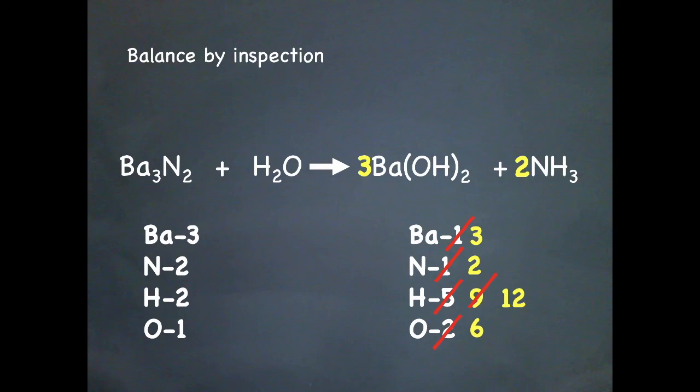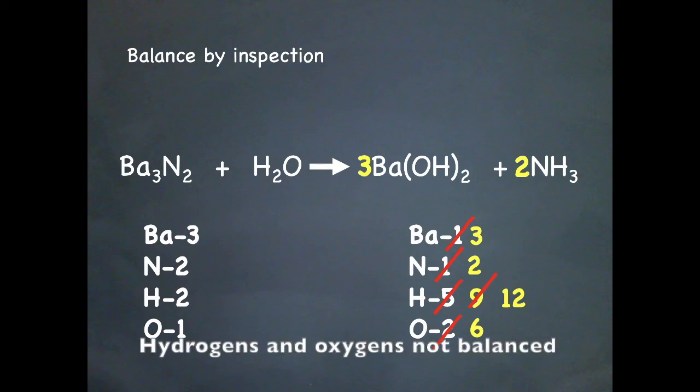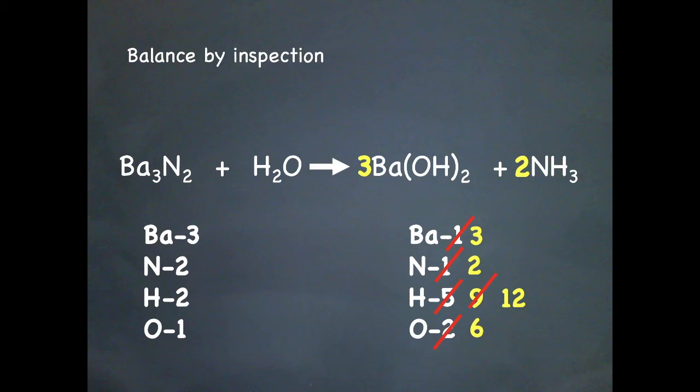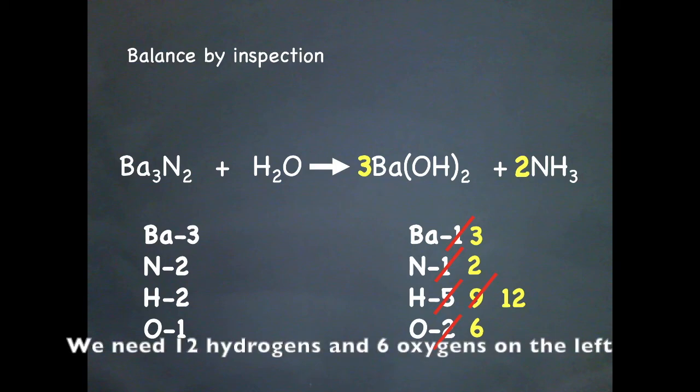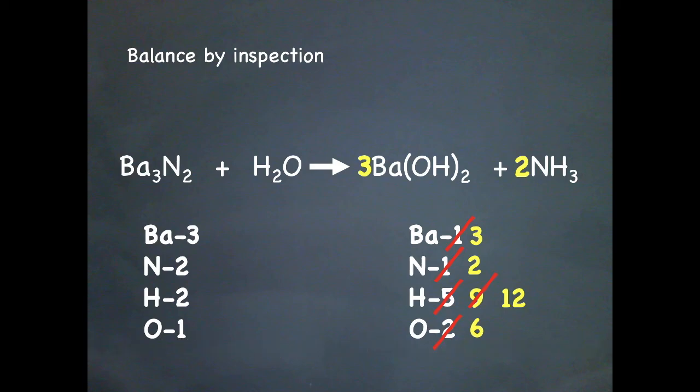We have 3 barium atoms on each side. We have 2 nitrogen atoms on each side. However, our hydrogens and oxygens are not balanced. Somehow, we need 12 hydrogens and 6 oxygens. If we were to put the coefficient 6 in front of our water, that would give us 6 times 2 hydrogens and 6 times 1 oxygens. That's 12 hydrogens and 6 oxygens.